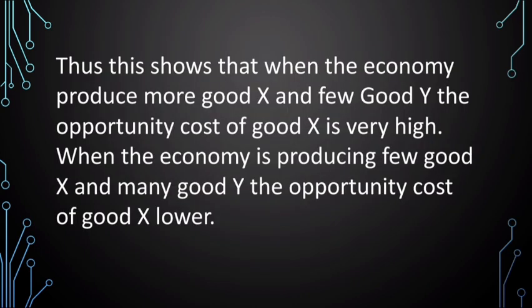Thus, this shows that when the economy produces more of good X, it will definitely produce less of good Y. So, the opportunity cost for good X is very high. And when the economy is producing less of good X and more of good Y, the opportunity cost of good X is going to be lower. This is what we also understand from the diagram.